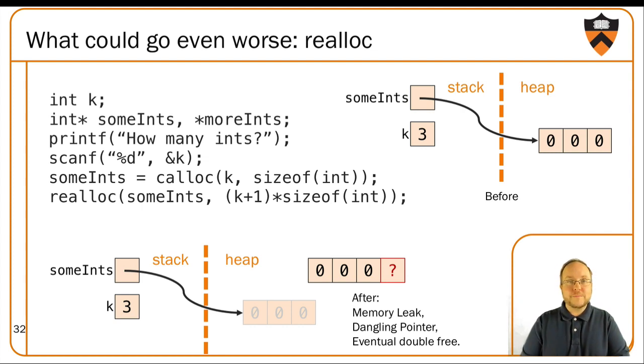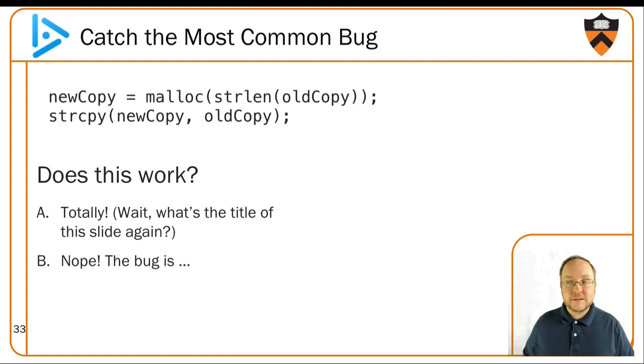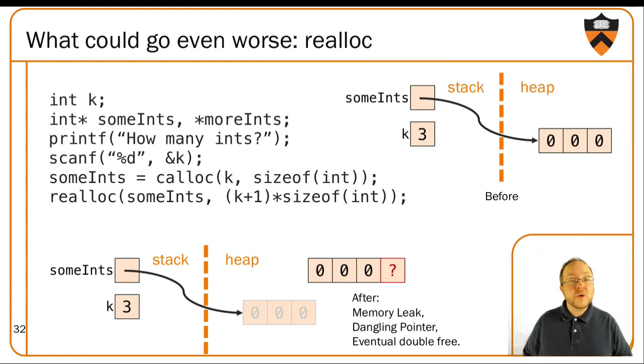Rather than overwriting the same pointer, we could forget to save the value of realloc at all. It might be fine. If it was expanded or contracted in place, everything's great. The existing sumints pointer points at the right location. But if not, we will have a memory leak because our new data has nothing pointing to it.